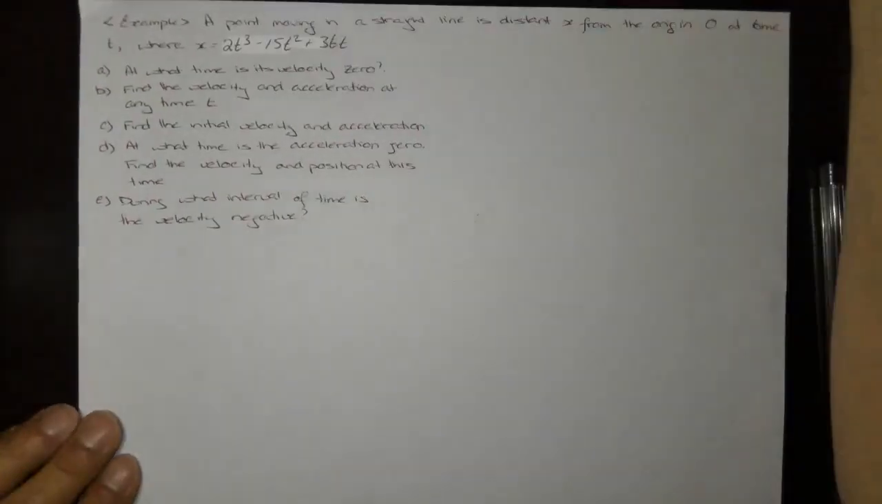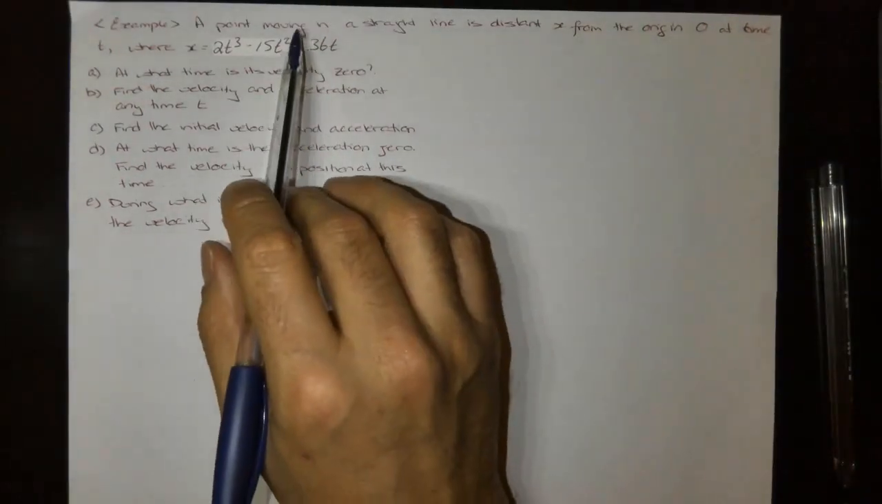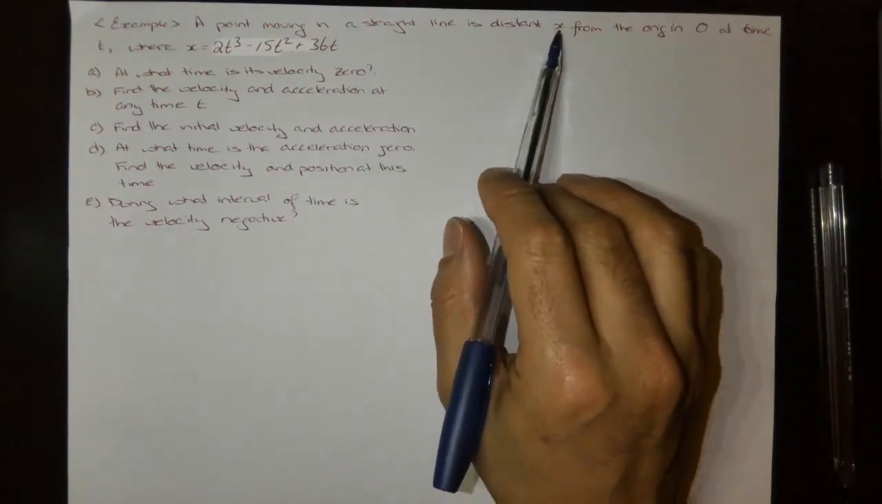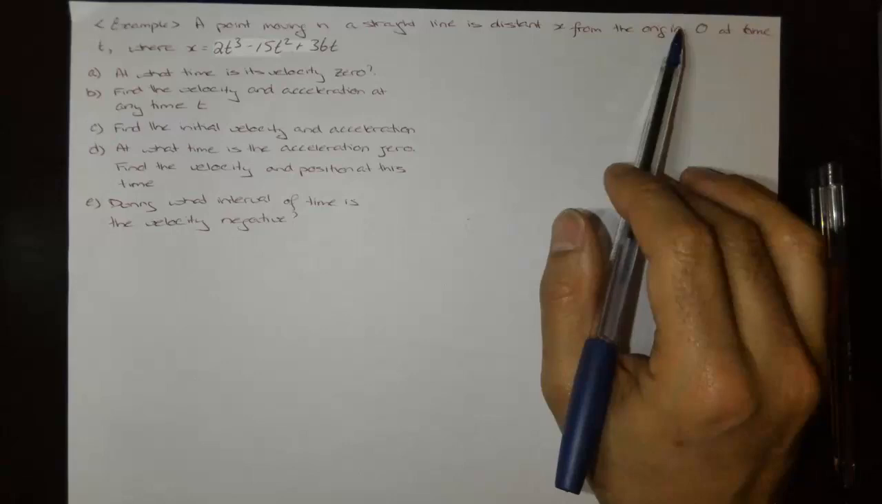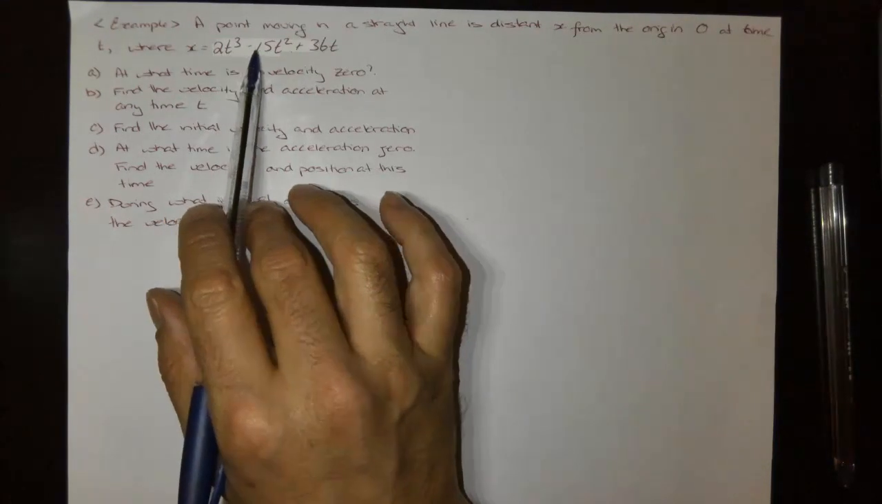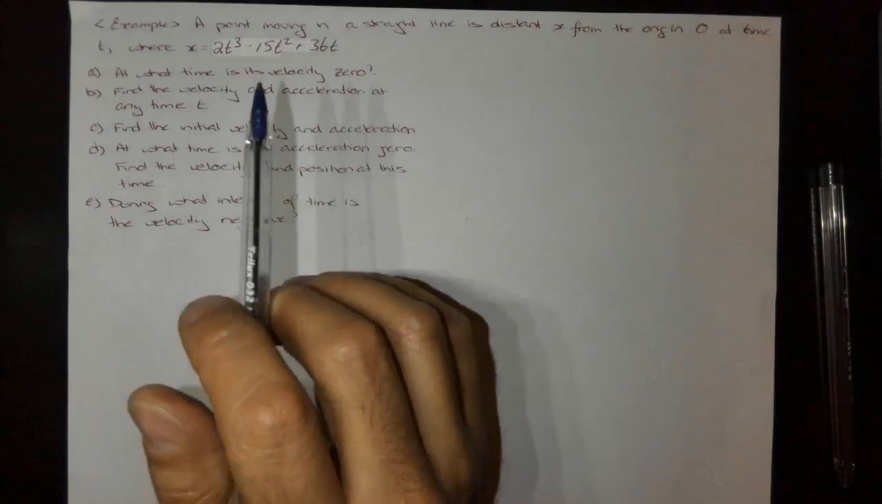All right, one more example. So we have a point moving in a straight line. Its distance x, so its displacement from the origin 0 at any time t, equals 2t cubed minus 15t squared plus 36t.